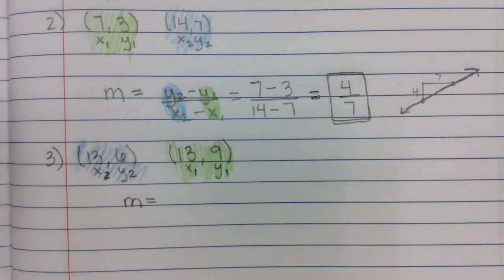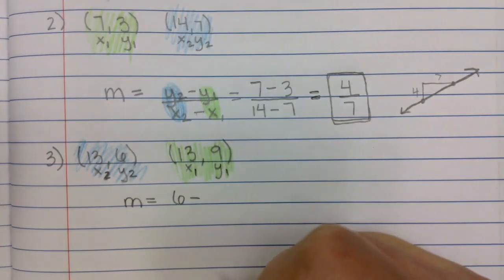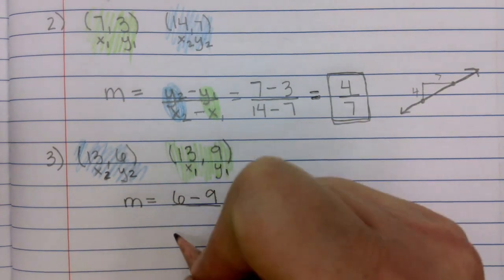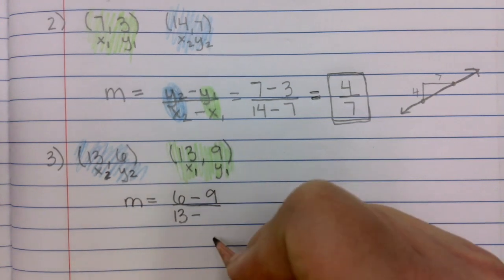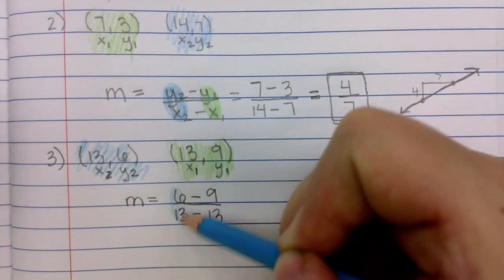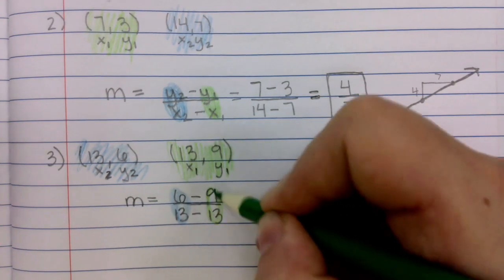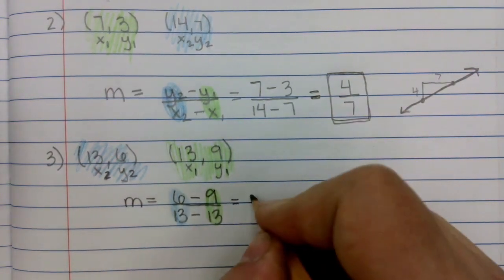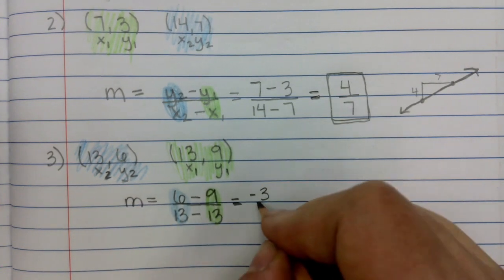Alright, what is 6 minus 9? Negative 3. And what's 13 minus 13? 0. How do you know? Because there's a 0. Okay, so just because there's a 0, it's undefined? Just kidding. Negative 3 divided by 0. Can we divide by 0? No, it's undefined.